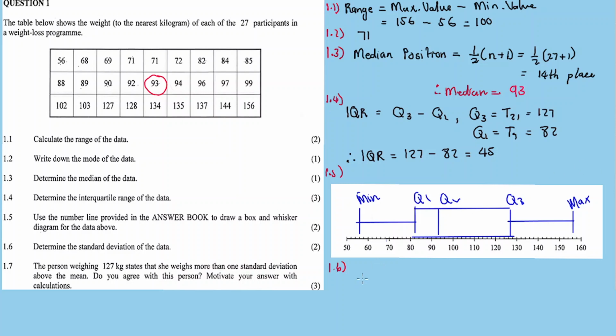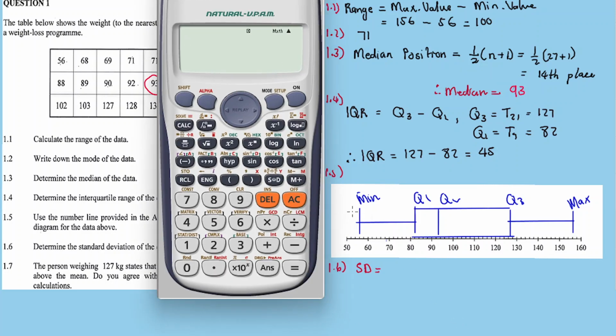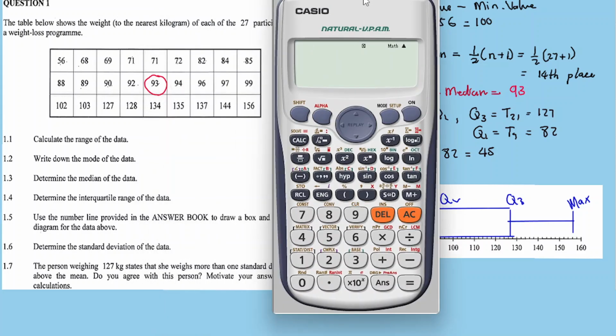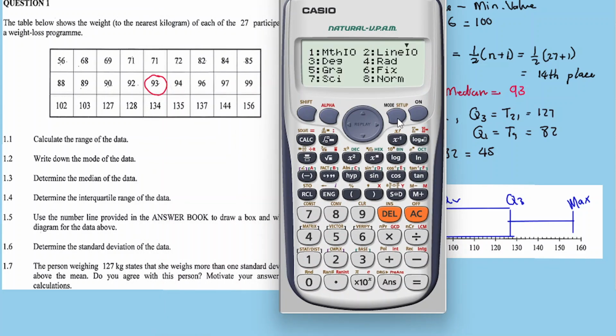1.6. They say calculate the standard deviation of the data. So the standard deviation is equal to, you will need to take all the data sets. I press shift, menu, no, mode, then 3, stat, 1, and then insert the data. I had to pause and insert the data because I saw it would consume some unnecessary time.